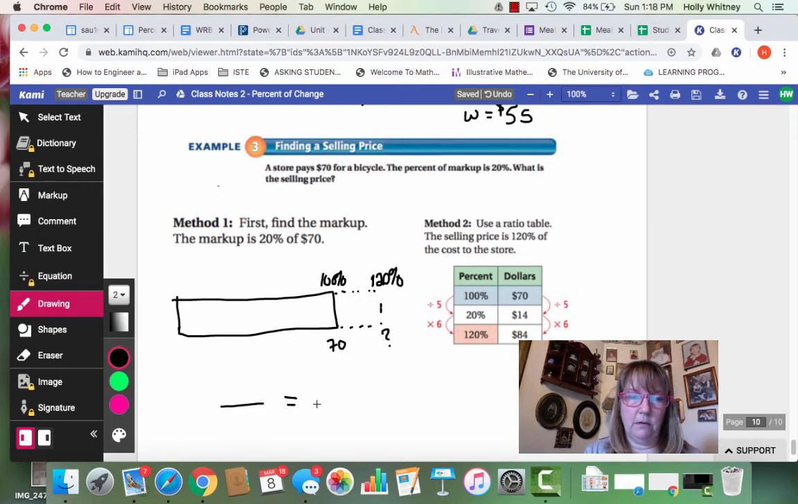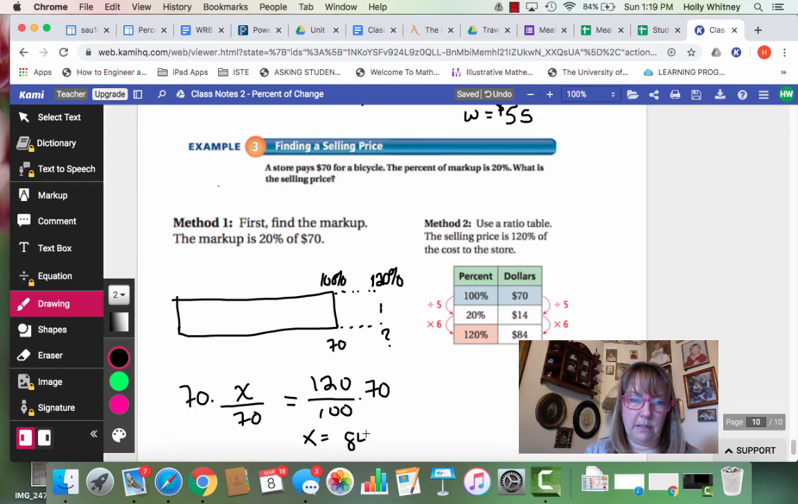Again, using the percent proportion, 120 over 100. We know the whole amount is 70, and we're looking for the part that we're paying. This should be larger than the original because 120 is larger than 100. So I'm going to multiply both sides by 70. We should charge 120 times 70 divided by 100. 120 times 70 is 8,400. Divide that by 100, and we get 84. So we should charge $84 for the bike.